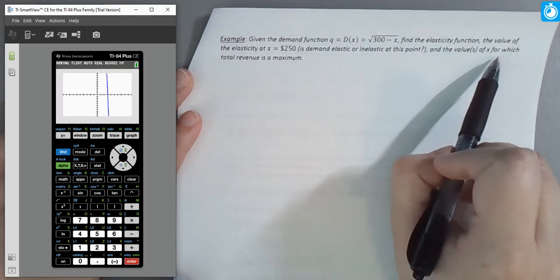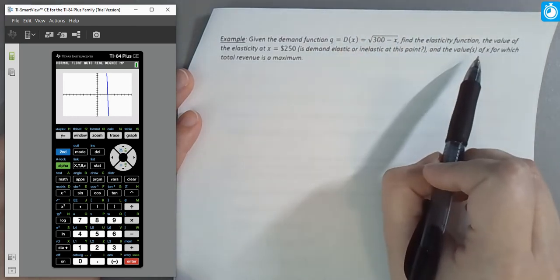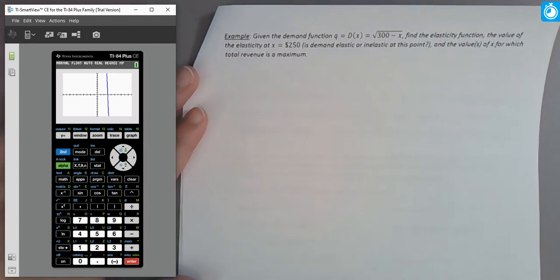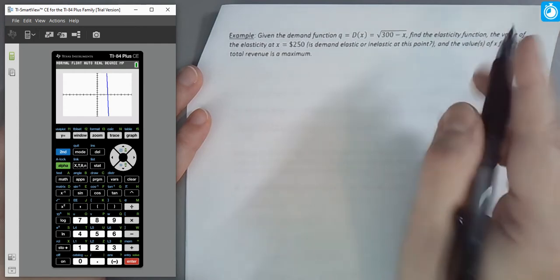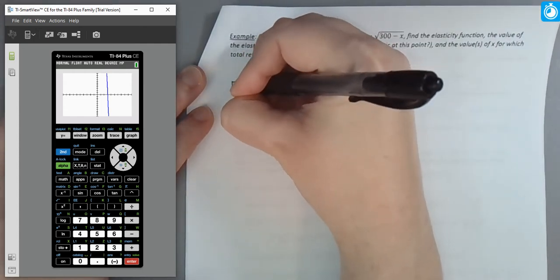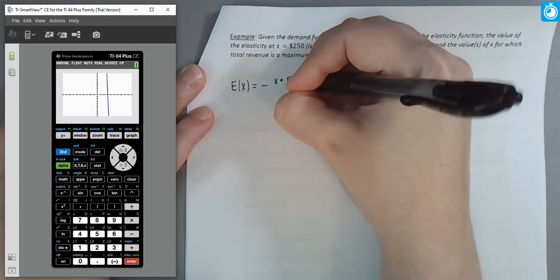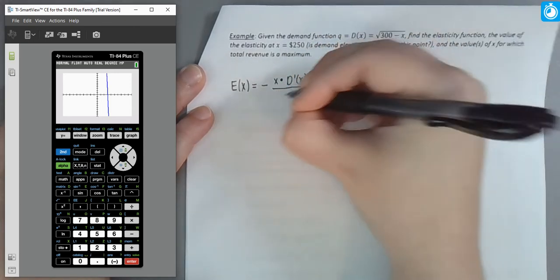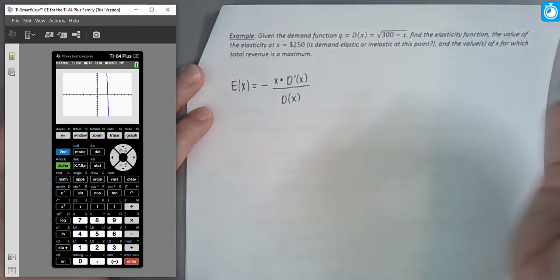And then we also want to find the value or values of our input, X, which again represents price, where we maximize our revenue. In other words, what is the optimal pricing so that we can balance out, ideally, the customers that we may lose if we increase our pricing with the actual price we charge in order to make the most money possible? So we want to start with our elasticity function. Let's write down the formula for that. The elasticity of our demand is equal to negative X times the derivative of the demand function divided by the original demand function. So we need to start with our derivative.